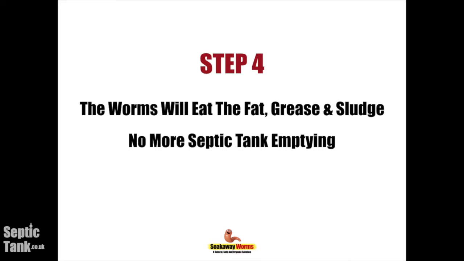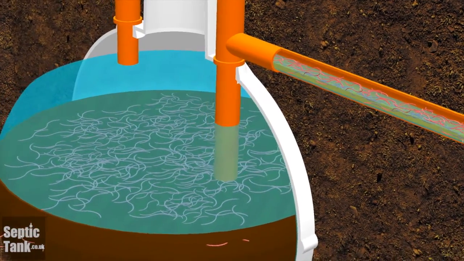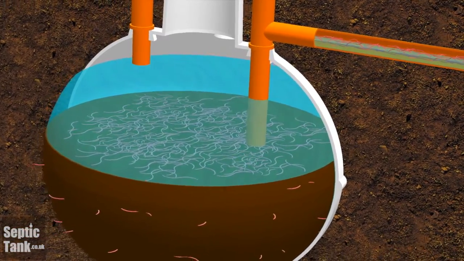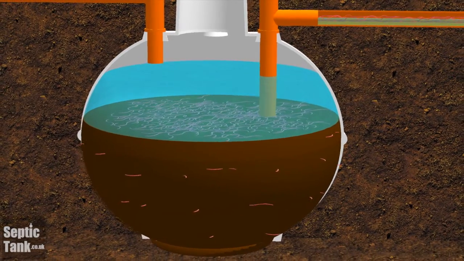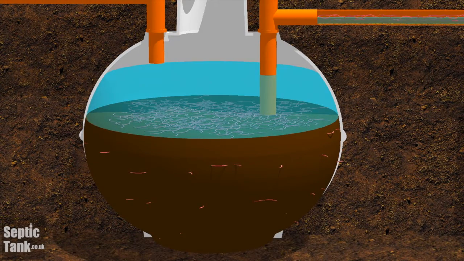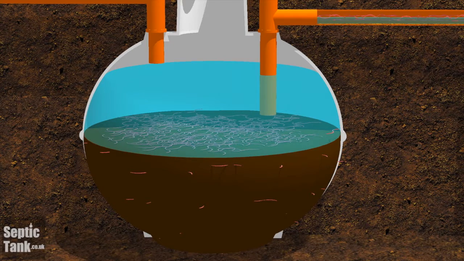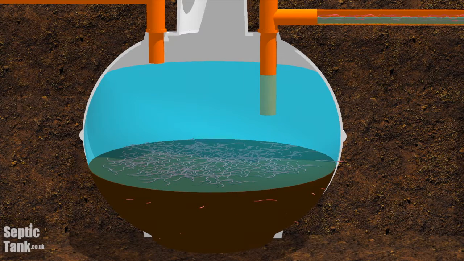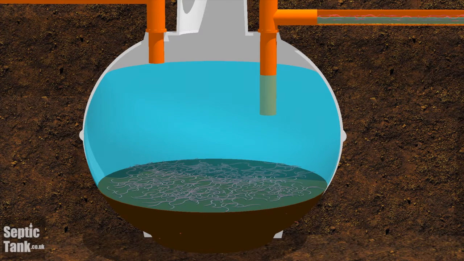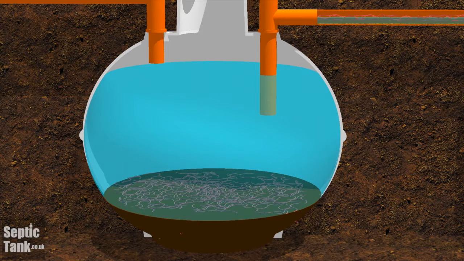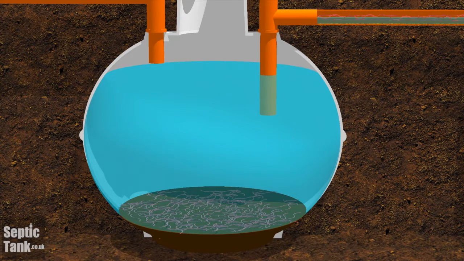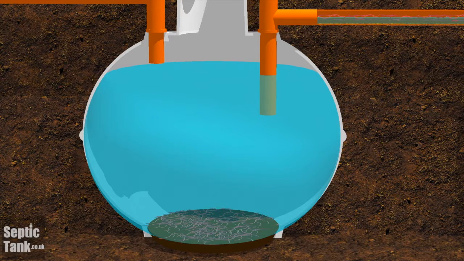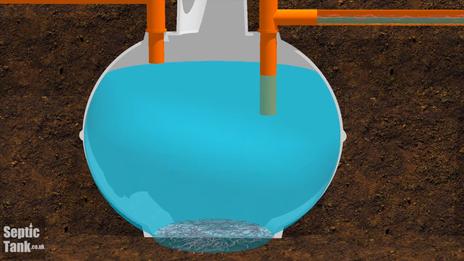Soakaway worms will unblock and clean your septic tank also. As we've seen, sludge is the main reason why you have to get your septic tank emptied once a year. It's also the main reason why septic tanks and soakaways develop problems. The worms will not only remove all that fat and grease and sludge from the septic tank, they'll also keep it clean. So instead of having to desludge your septic tank once or twice or 3 times a year, soakaway worms mean that you'll never have to get your septic tank emptied or desludged again.